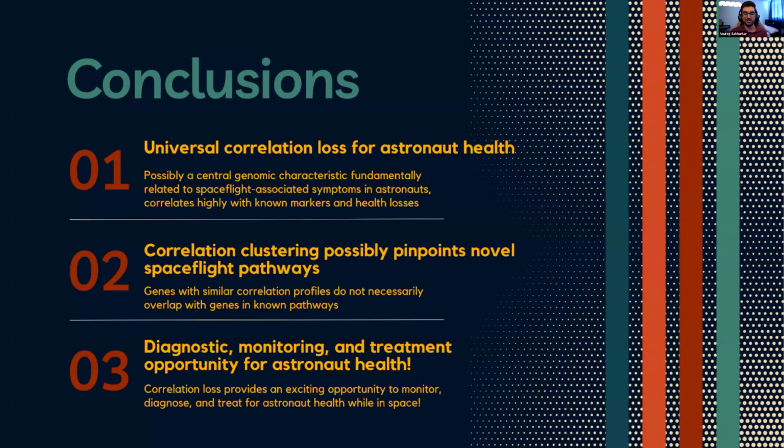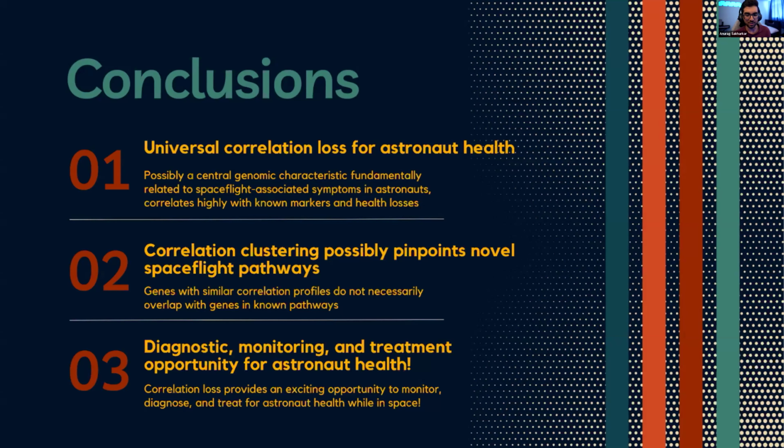So I know this is a lot of data and figures that I've just shown you. Just for take-home messages, I've condensed this into three main points that I think encapsulate most of this research. So firstly, that universal gene pair correlation loss is possibly a central characteristic of spaceflight in astronauts. We haven't seen anything like this in any samples on Earth, and this kind of large-scale genomic alteration, without necessarily changes in gene expression, is something that's completely unique to space.